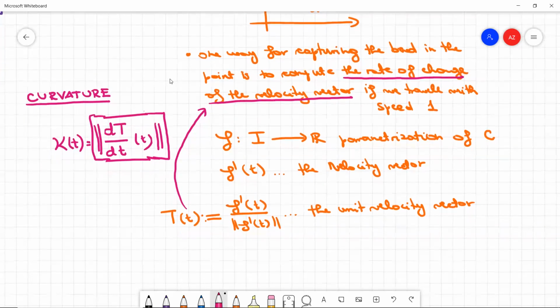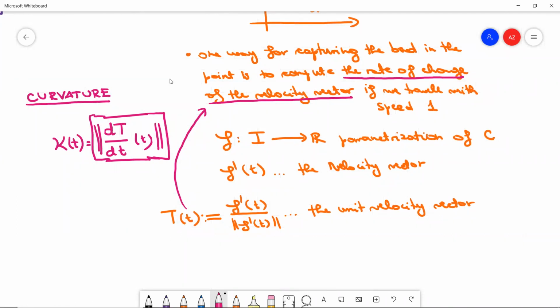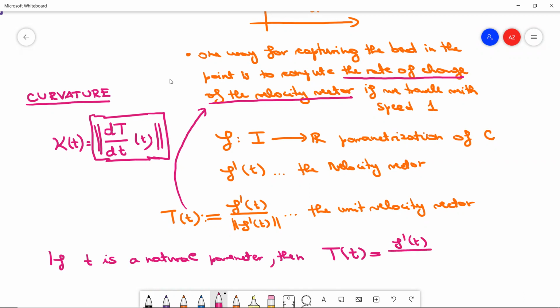And now the natural parameter enters. So why is the natural parameter handy here? If t is a natural parameter, then this T of t is f prime of t over the length of f prime of t. But for the natural parameter, we know that the length of f prime of t is 1. So it is then just f prime of t. Here we essentially use that t is a natural parameter.